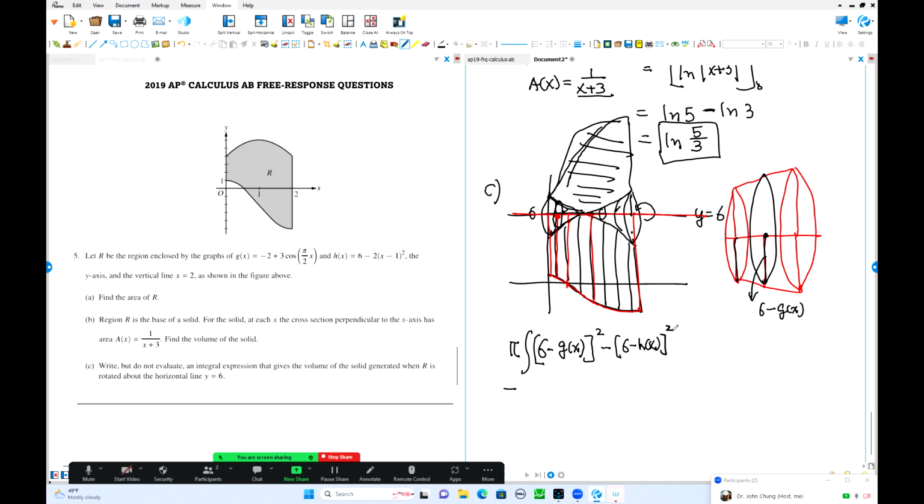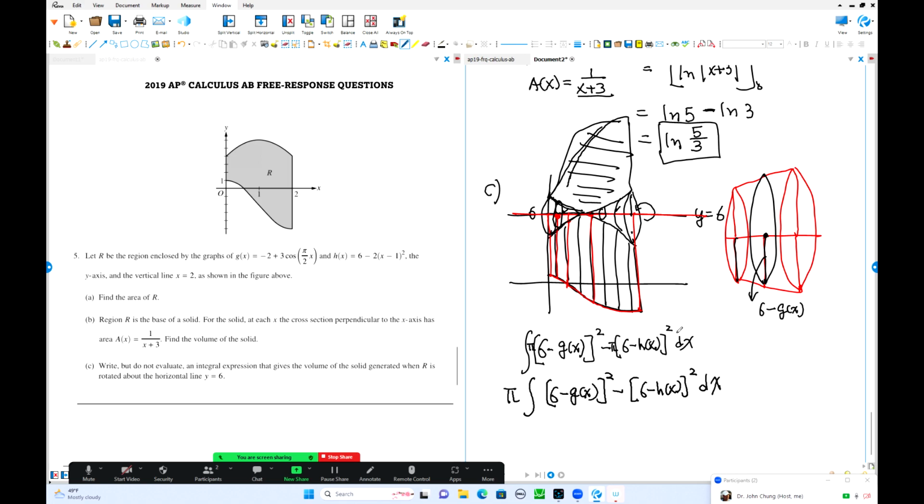squared. This is also pi. This is pi r squared, outside circle minus inside circle empty, dx. But pi is a constant, so move it to the front. That's why pi is out. Pi times the integral of (6 minus g of x) squared minus (6 minus h of x) squared dx.